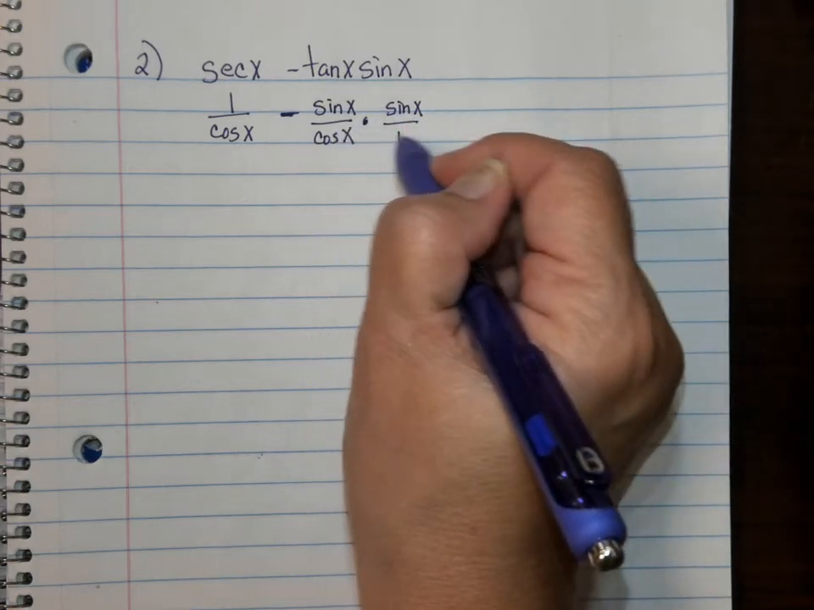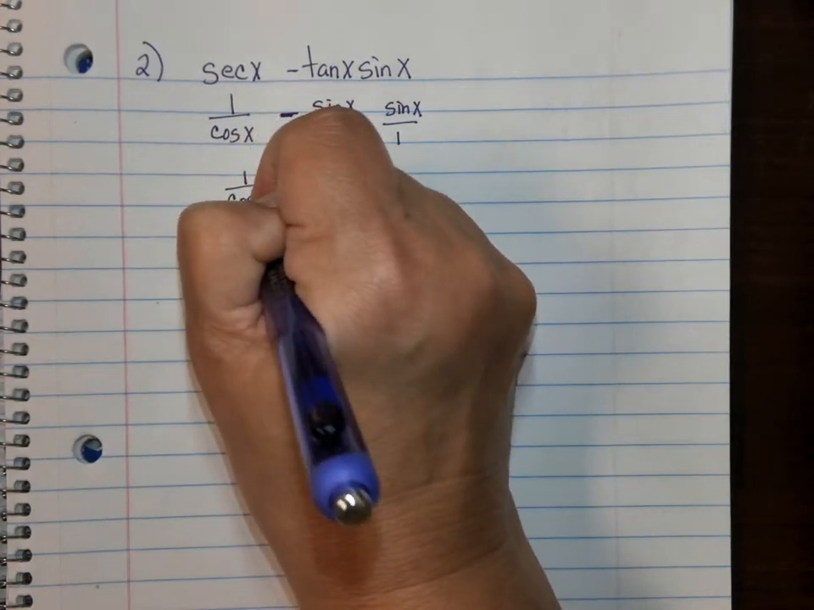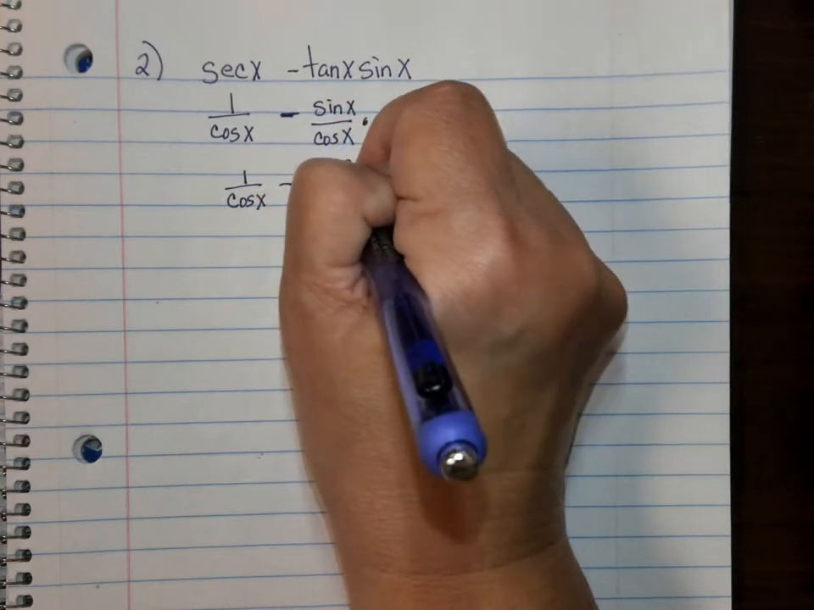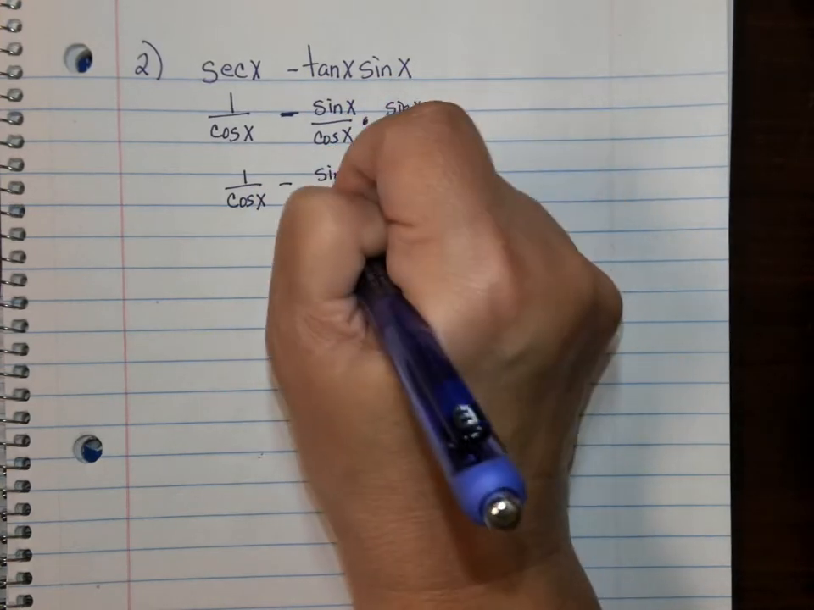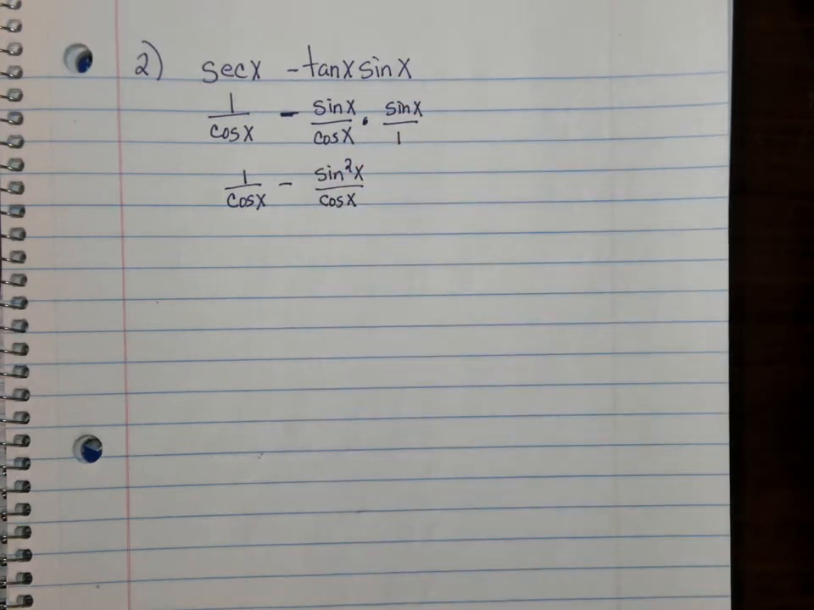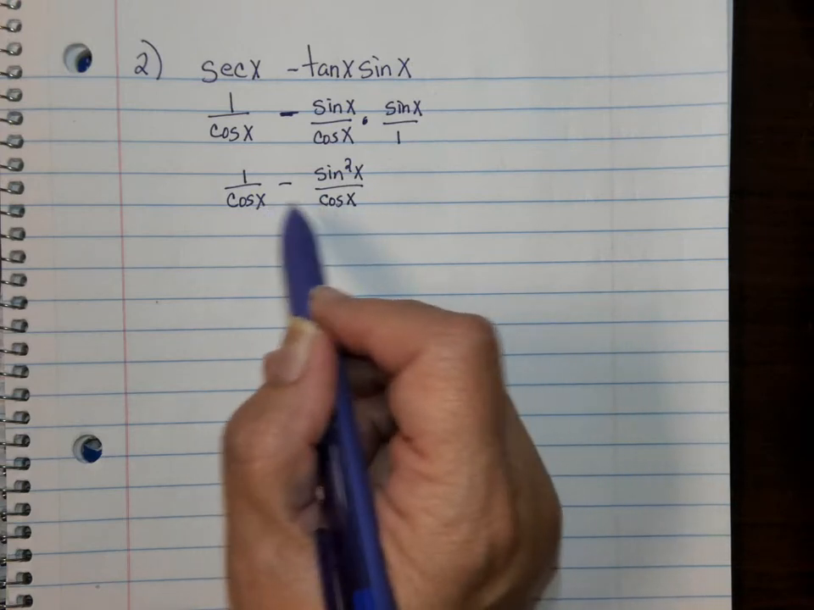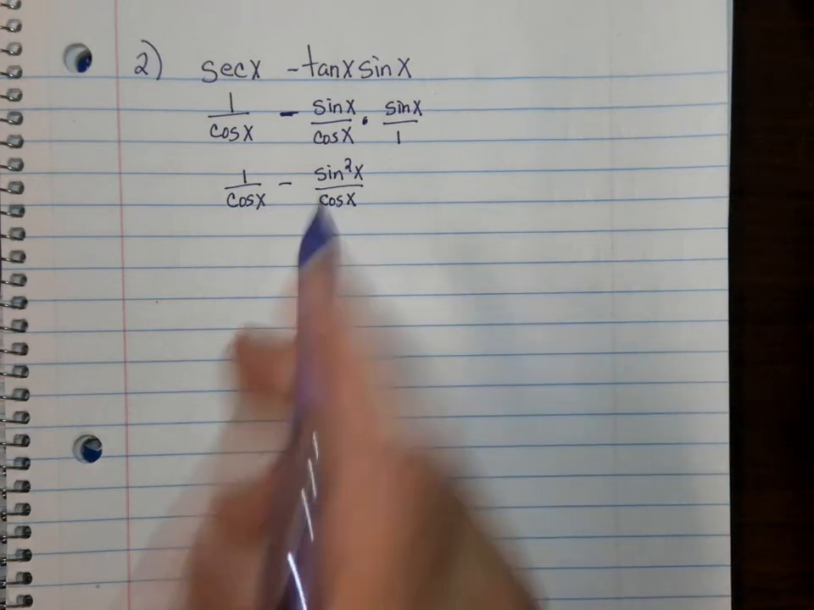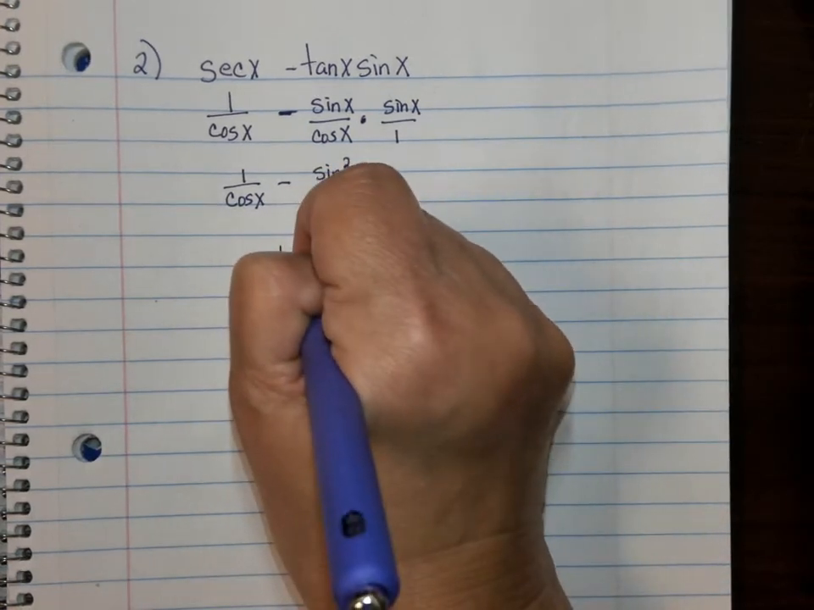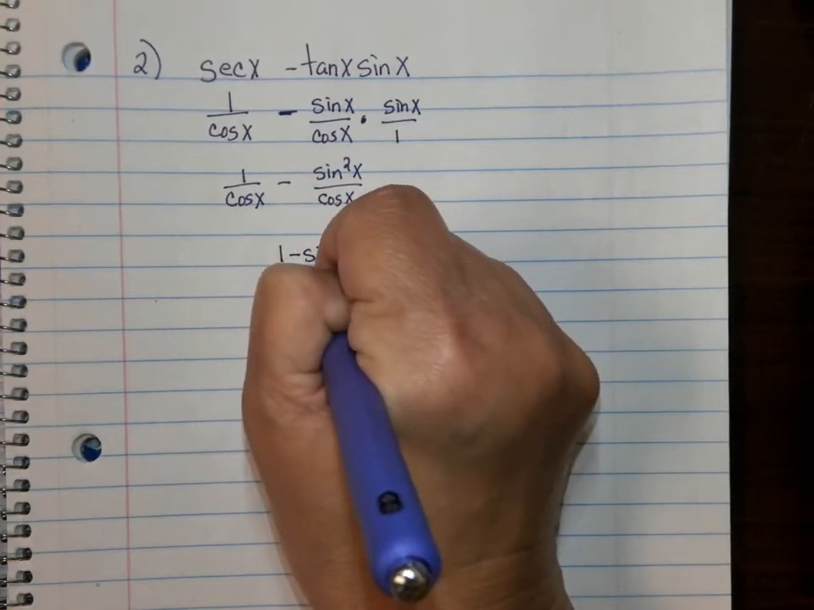So I'm just going to go ahead and multiply this second part here. Sine x times sine x is sine squared x. Cosine x times 1 is cosine x. So I am looking at having to subtract fractions. So I need a common denominator, but woohoo, there's already a common denominator. So that's going to be 1 minus sine squared x over cosine x.